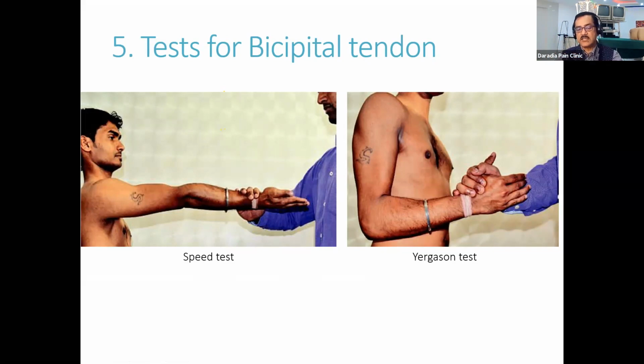And the Yergason test, what is that? The biceps is also a supinator, so it is not only a flexor, but also a supinator. You ask the patient to hold the pronated position, and you resist, not allowing the hand to supinate. The patient will be trying to supinate, and you will be resisting that. If the patient has pain over the bicipital area, then this is your Yergason test.